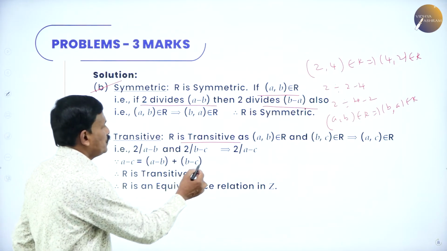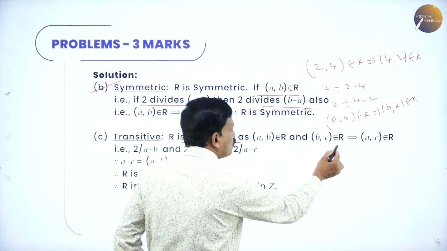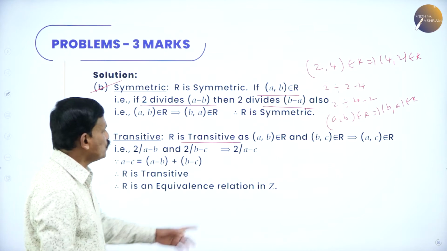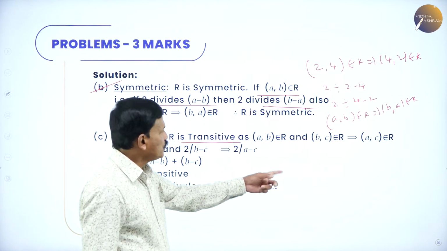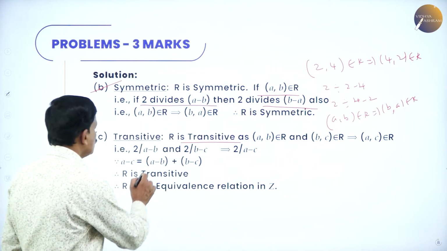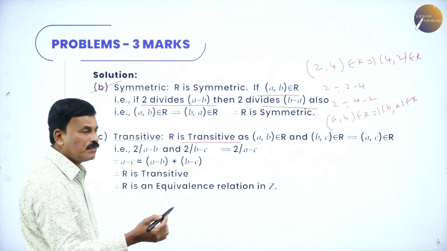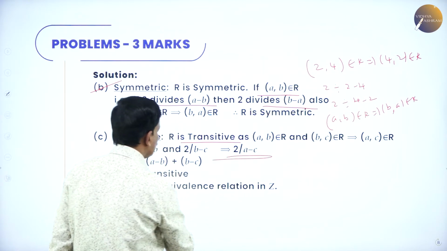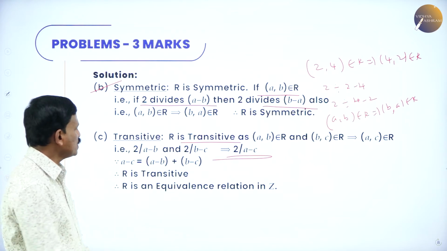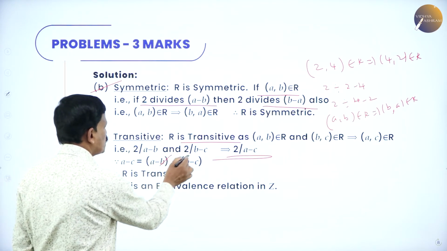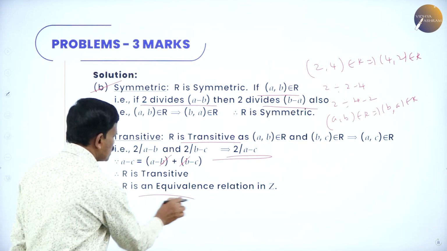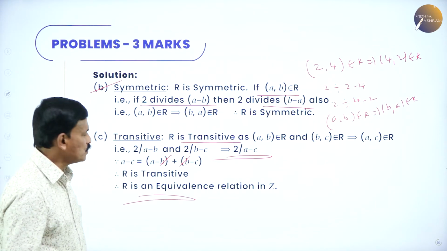That is, if (A, B) belongs to R and (B, C) belongs to R implies (A, C) also belongs to R. That means if 2 divides A minus B and 2 divides B minus C, definitely 2 also divides A minus C. A minus C can also be written as A minus B plus B minus C, where minus B plus B gets cancelled. That's equal to A minus C. So 2 divides A minus C. Therefore, R is a transitive relation.